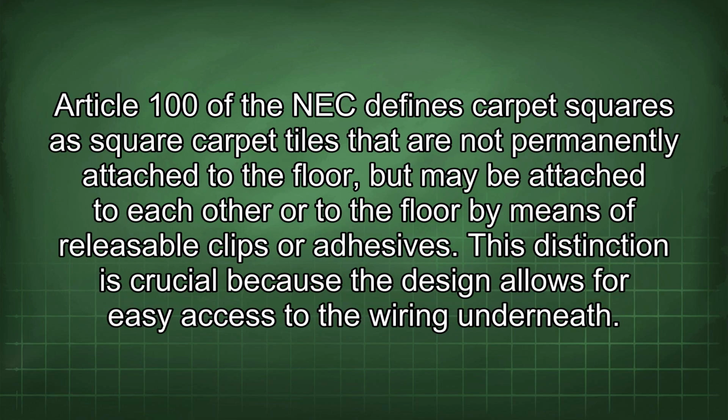Article 100 of the NEC defines carpet squares as square carpet tiles that are not permanently attached to the floor, but may be attached to each other or to the floor by means of releasable clips or adhesives. This distinction is crucial because the design allows for easy access to the wiring underneath.